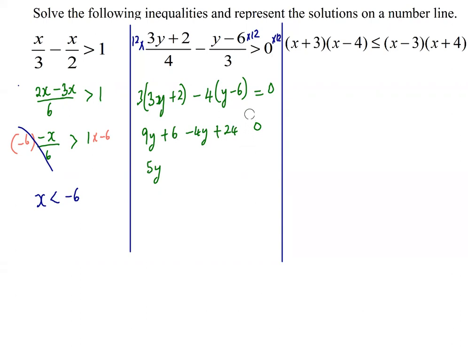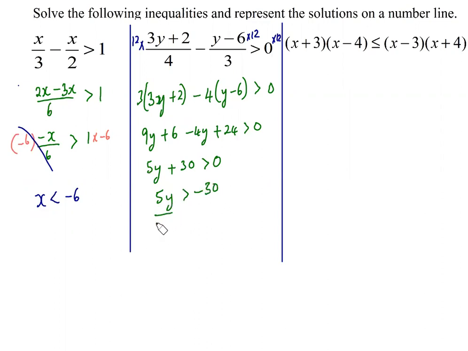Let's remove this equal sign. We are using greater than. So here, this is going to be 6 plus 24, which gives us 30. So it's going to be plus 30 greater than 0. Then we take out the 30 to that side, so it's going to be 5y greater than negative 30.